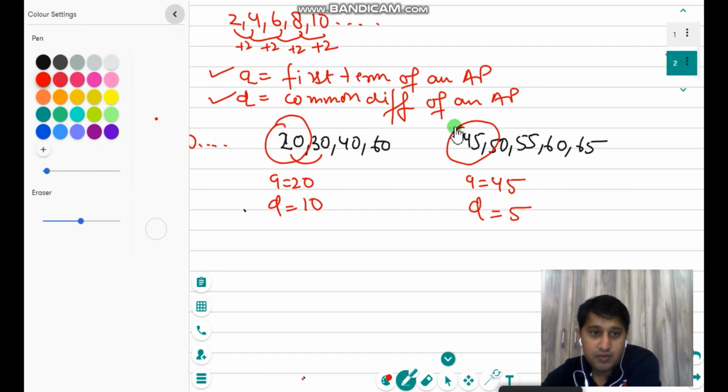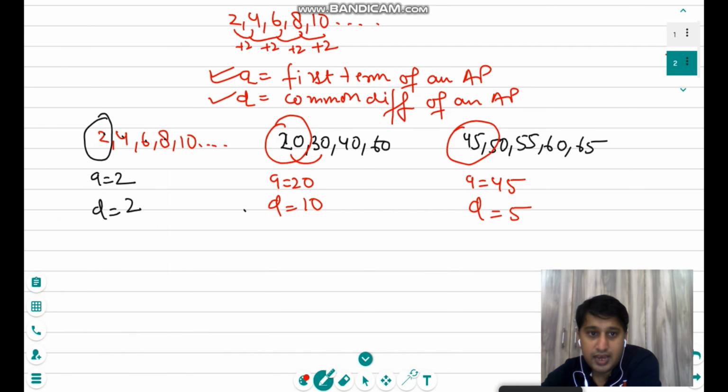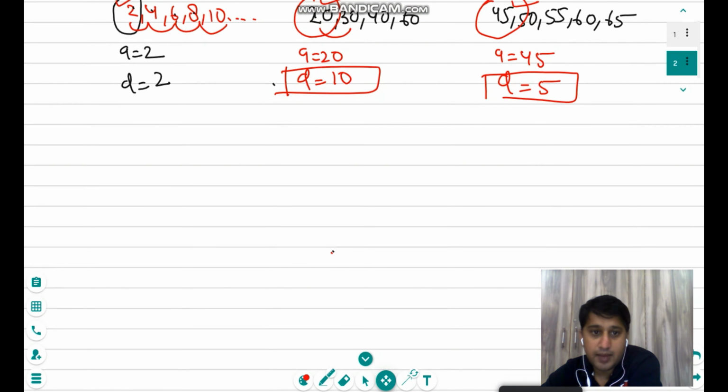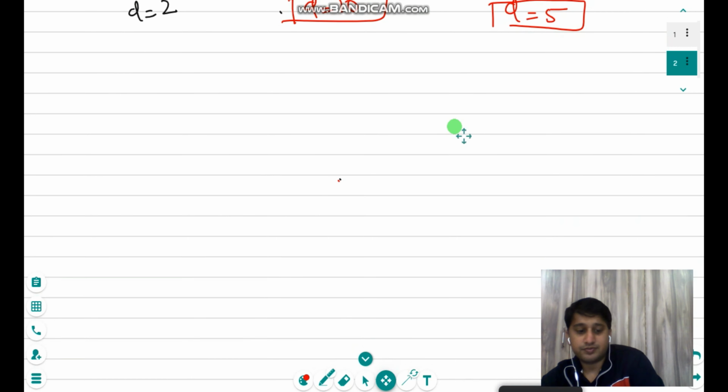So now we have learned what A and D are. A is the first term of an AP, and D is the common difference of an AP. Now there is again a very interesting thing which I am going to tell you.